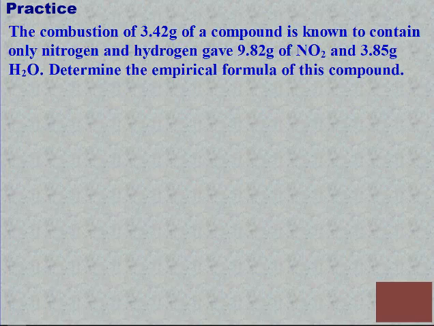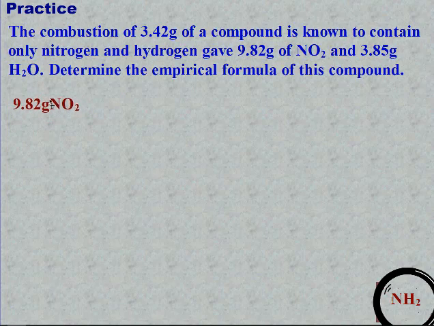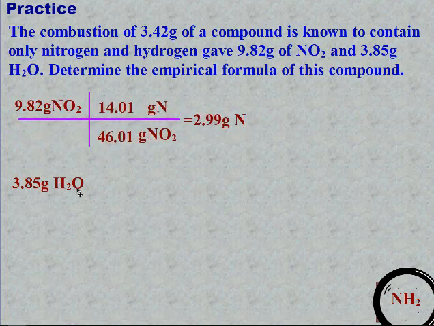Okay, go ahead and try this one on your own. Restart when you have your answer or if you get stuck in the middle of the problem. So for this problem, your answer should have been NH2. If you got that, good job. If not, you should have started with your NO2 and your water. In this case, we only have 2 elements, nitrogen and hydrogen, so we won't have to do a subtraction. We need to find out how much of this was nitrogen, and of this one, how much was hydrogen?